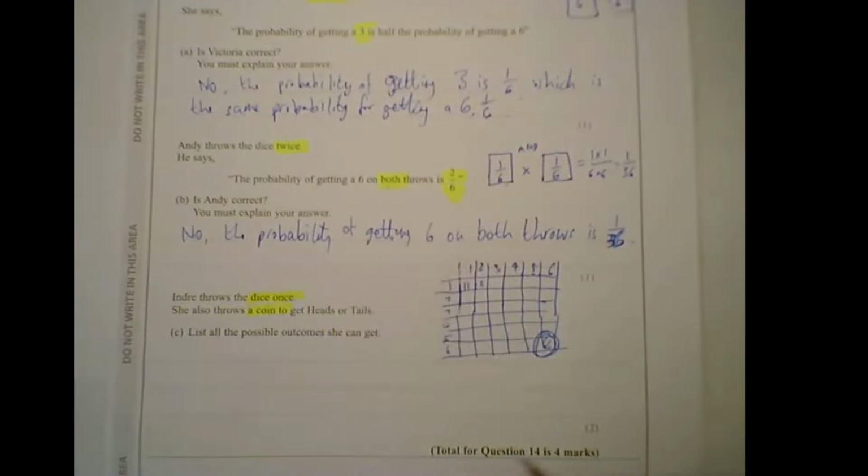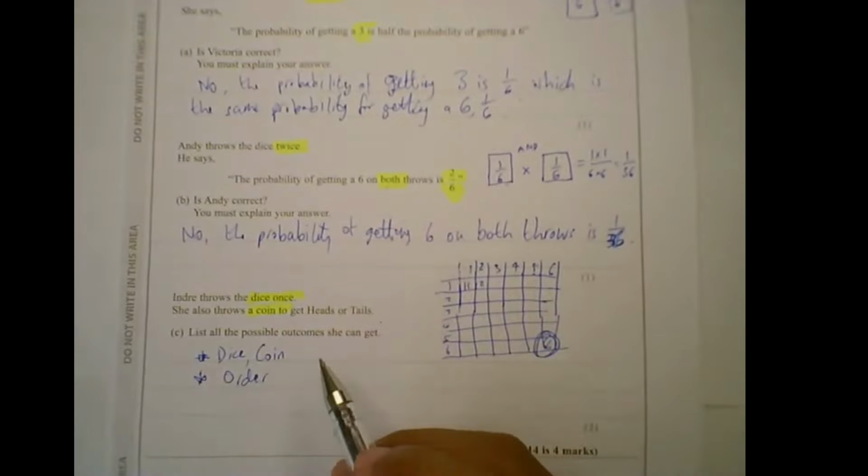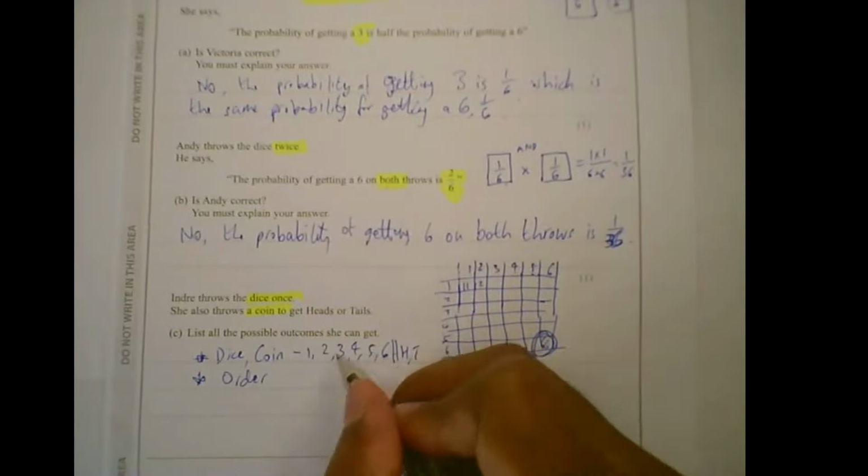So similar to before, she is throwing a dice once and a coin. So our outcomes are dice, and then we've got a coin. And we have to keep the order the same. So on a dice, you can get 1, 2, 3, 4, 5, or 6. On a coin, you can get heads or tails. So we keep the order.